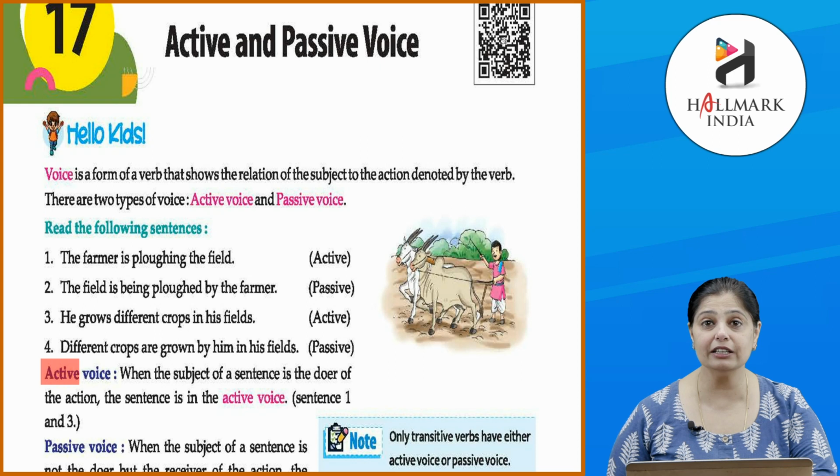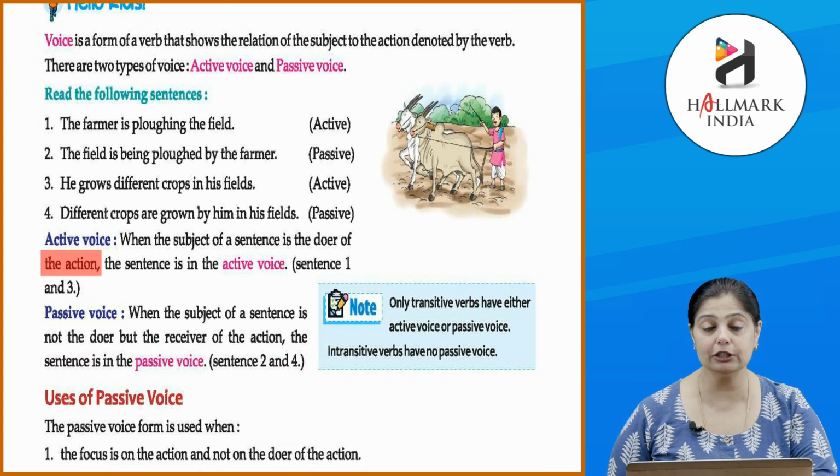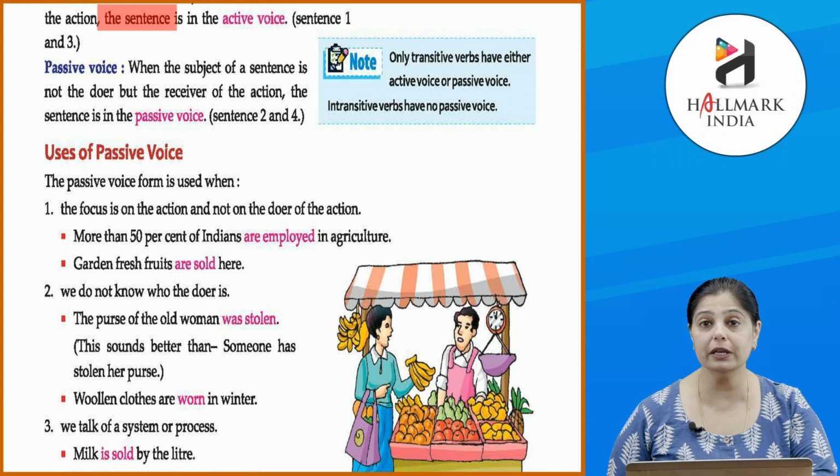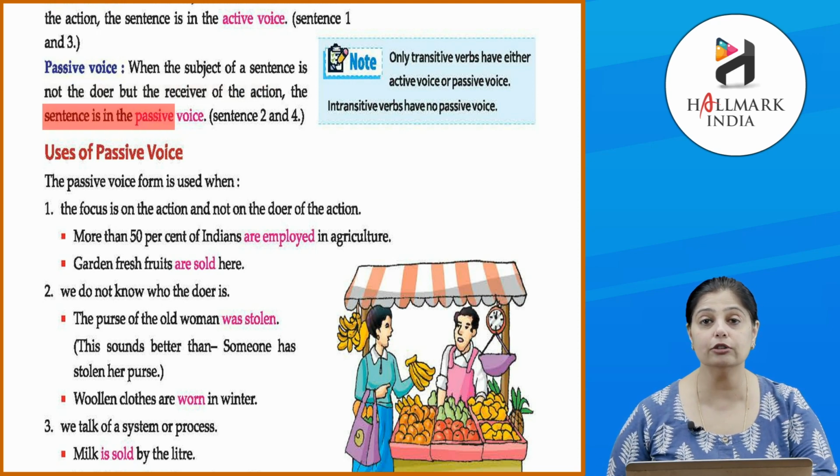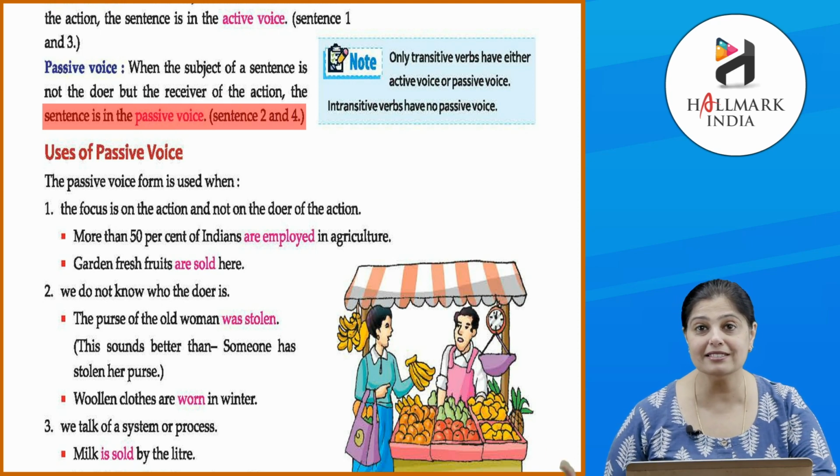So now, what is an active voice? When the subject of a sentence is the doer of the action. जब subject action कर रहा है तो वो बन जाता है active voice. The sentence is said to be in the active voice, okay, like sentence 1 and 3. Now, passive voice कब बनता है? When the subject of a sentence is not the doer but the receiver of the action. अब subject होता है receiver of the action. Okay, the sentence is said to be in the passive voice. वो बन जाता है object और object बन जाता है subject.